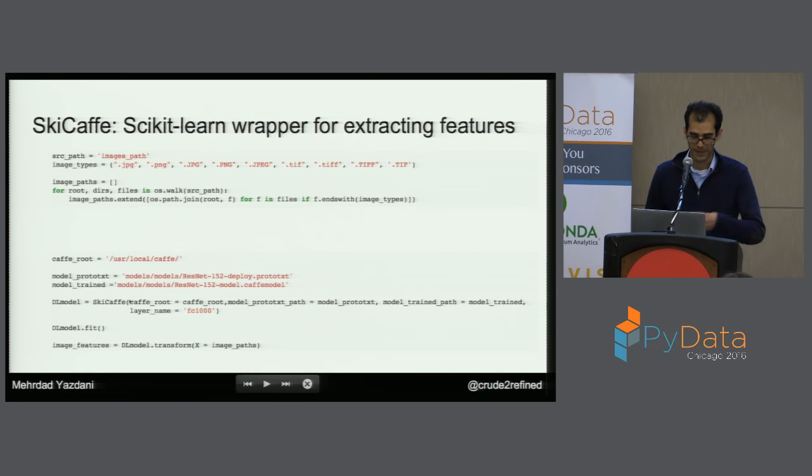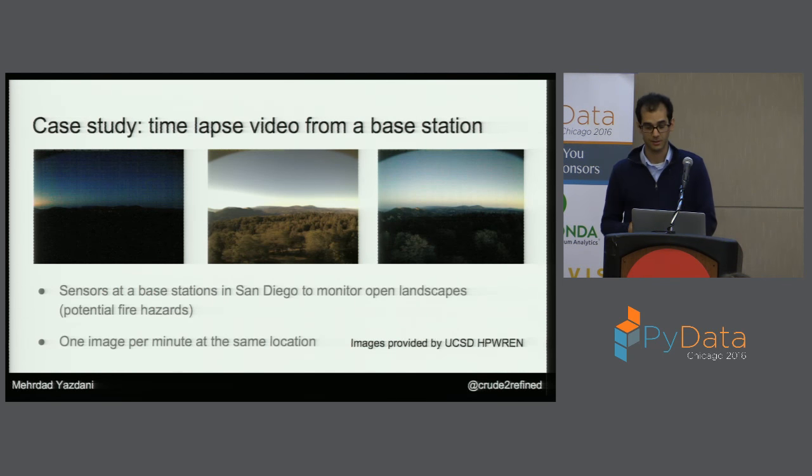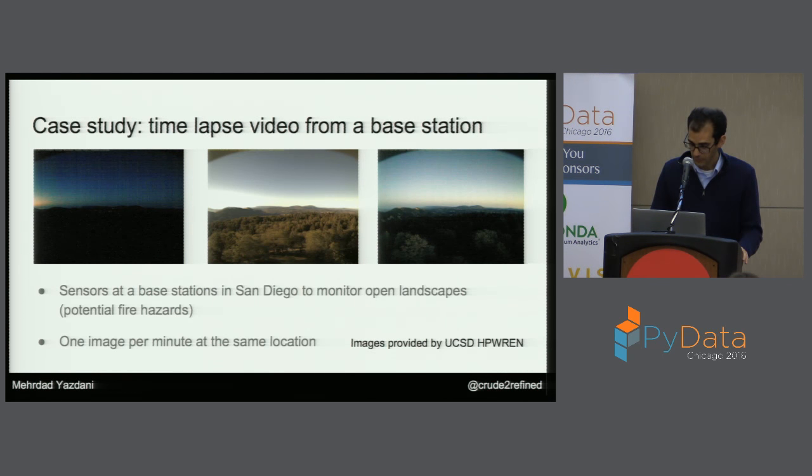Then you pass this into Ski Caffe, and that gives you essentially a deep learning model, really a feature extractor, so it's really just an estimator. You do your fit, which in this case is just loading the network parameters, and then you transform your features, which is a list of image paths, into a NumPy array. Optionally, I have a flag that lets you output into a pandas data frame. So essentially, you give it a list of image paths, and you get a NumPy array out. That's now your structured data, and now you can do machine learning. Okay, so let me show an example of that now.